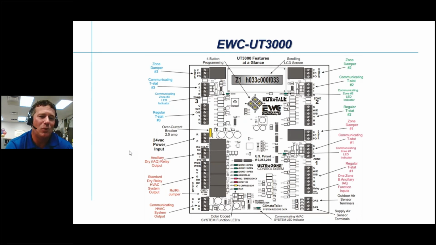So this is a program where we just talk about things about HVAC. And about a year ago, I found this little board out there called an EWC UT3000. And that was back when Amana was still on the ComfortNet platform. So I was looking at that going, man, this is an actual communicating system for Amana that is actually successful for Daikin as well.